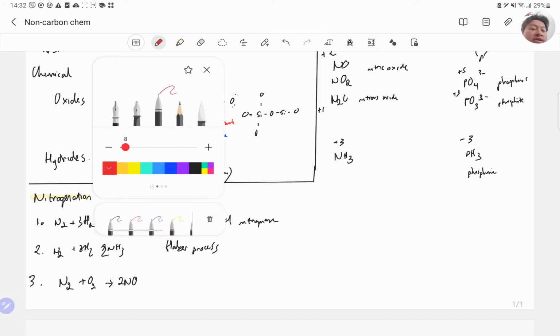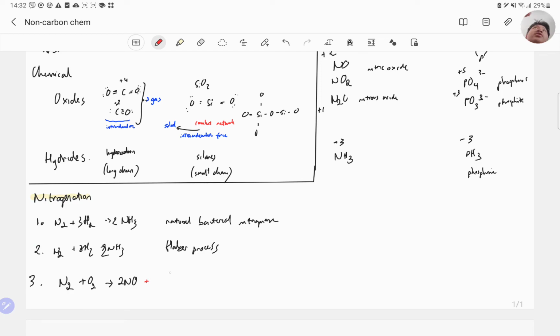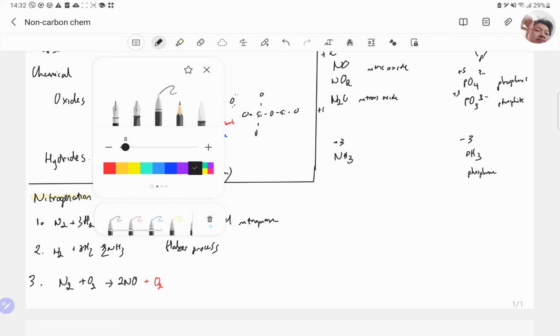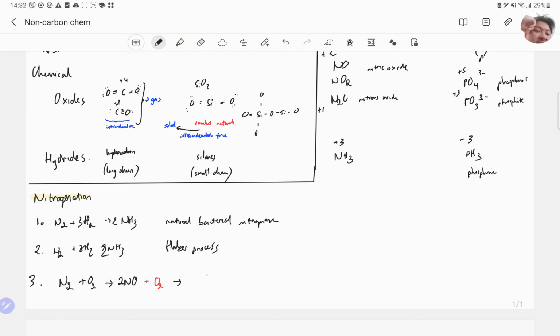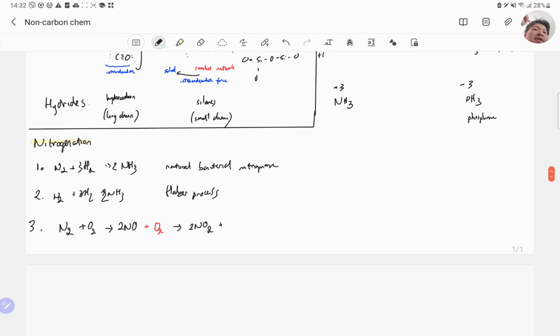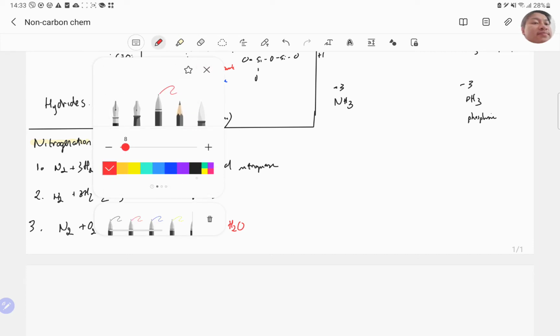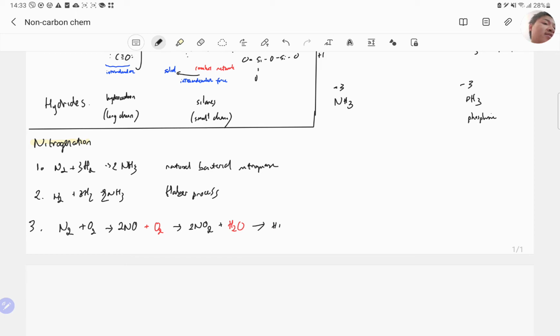I'm going to do another color. This NO here will add to oxygen, and that's going to form, and we'll go up another level, NO2. And finally, we're going to add water, because things like nitrogen dioxide, things like sulfur dioxide, when water comes in contact, they will form acid. It means we'll form nitric acid.